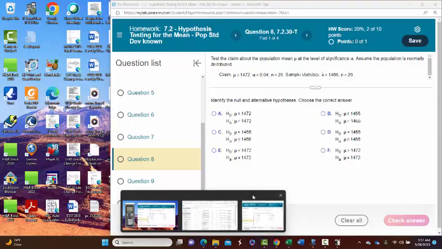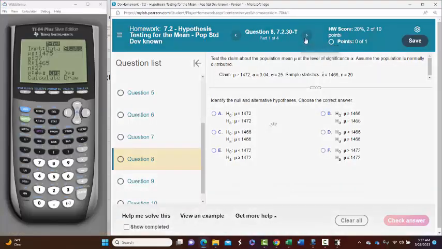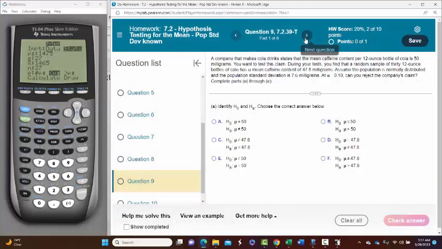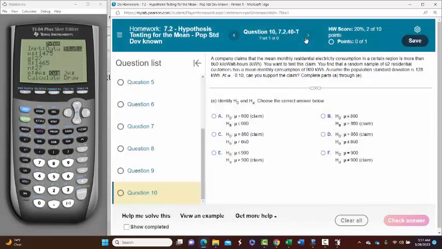I was hoping one of these other ones might be a right tail. I tried to alternate them as much as possible. That's a two-tailed, because it says "is." Okay, let's do this one. This will be the last one. If this was a long lecture, there's a lot of stuff in this section.